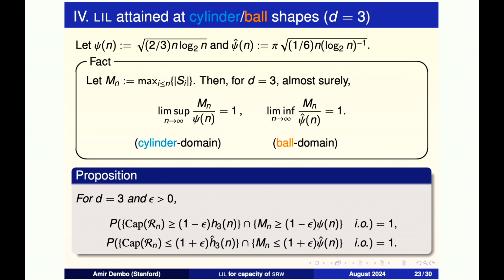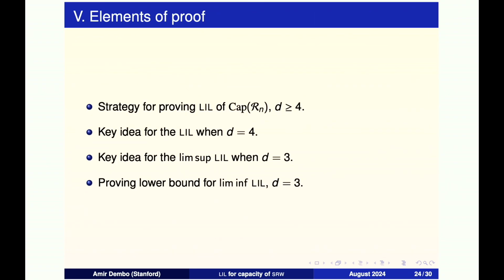To prove the result, I need to prove a conditional result, that if you do not have this property, you will not have that property. This I don't know. It's a much stronger statement. Okay, and I will explain to you the strategy of the proof of the LIL in dimension greater or equal to 4. One key idea to do it in dimension 3, and then a few key ideas for the limsup in dimension 3, and then I will prove to you the whole lower bound for the liminf, because you can understand this is quite an easy thing, so I do the whole proof.